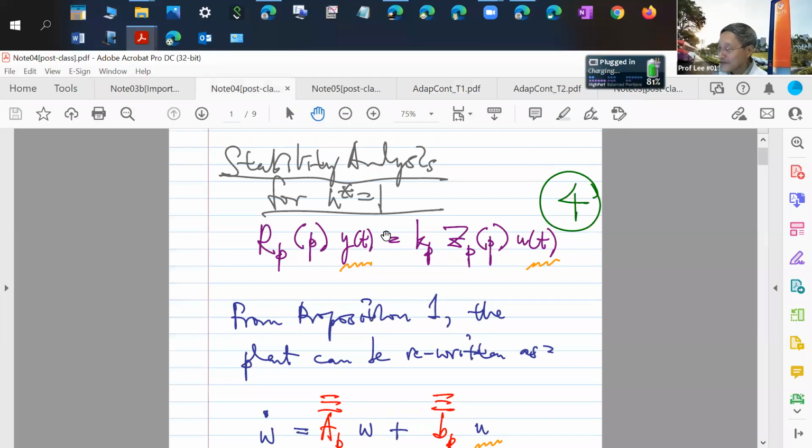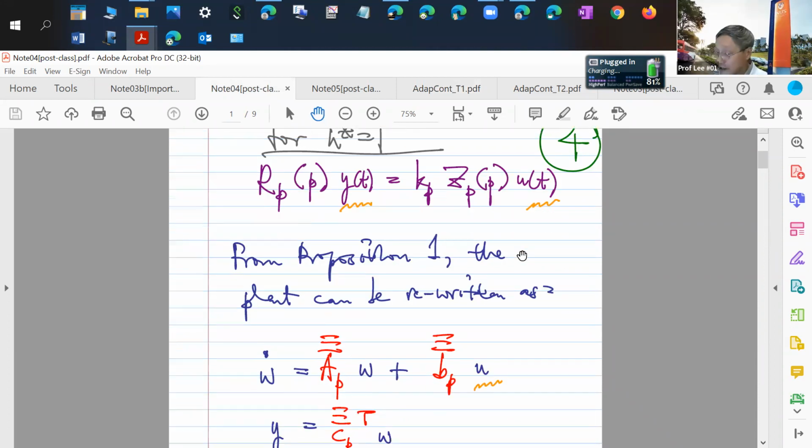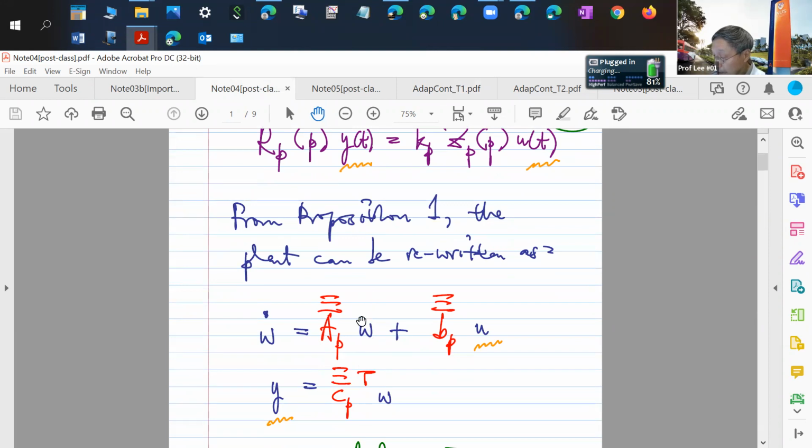Let's redo that. Remember what we said? This is the system given to us. From proposition 1, the signals that we generated form a 2n dimensional non-minimal realization of the system. If I take the 2n signals, the first n signals are the y signal passed through 1 over t, generating n signals, and the second n signals are u passed through 1 over t, generating n signals. If I put it in this 2n order vector, it is a state vector of a non-minimal realization of the system.